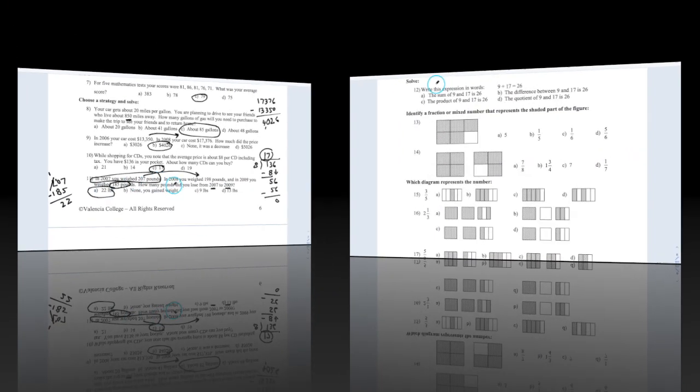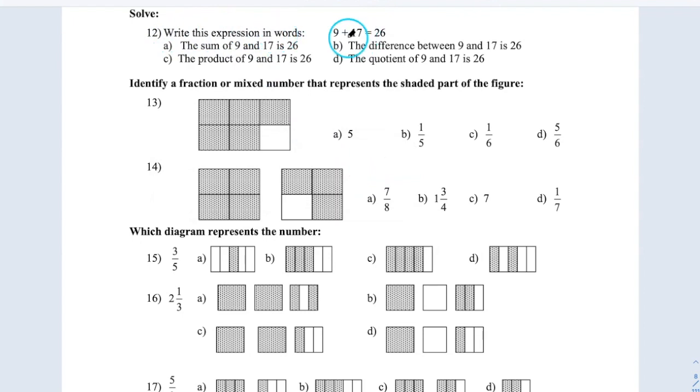Next, write this expression in words. 9 plus 17 equals 26. Alright, so let's go over this real quick. Let's go through the choices. The sum, the difference, the product, the quotient. Alright, the sum means adding. Difference means subtracting. The product means multiplication. The quotient means division. Alright, keep that in mind. So my answer is A.